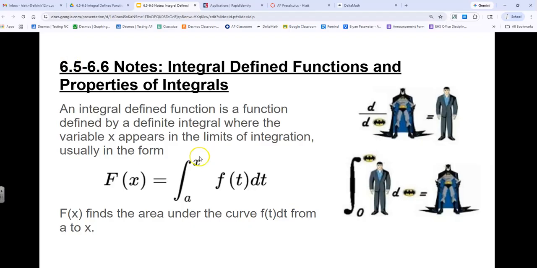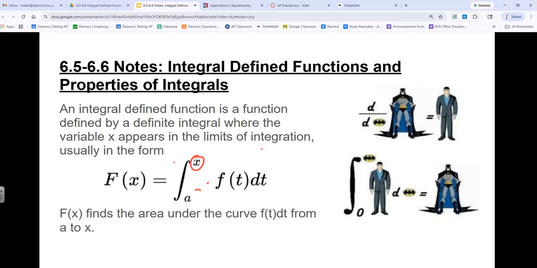So the AP exam loves to give you what are called integral defined functions, which is a function that has a definite integral in it. A definite integral is an integral that has limits here, and if they give this to you as a function, then one of those limits, and unless they're really giving you a curveball, it's going to be the top one, is variable. All right.